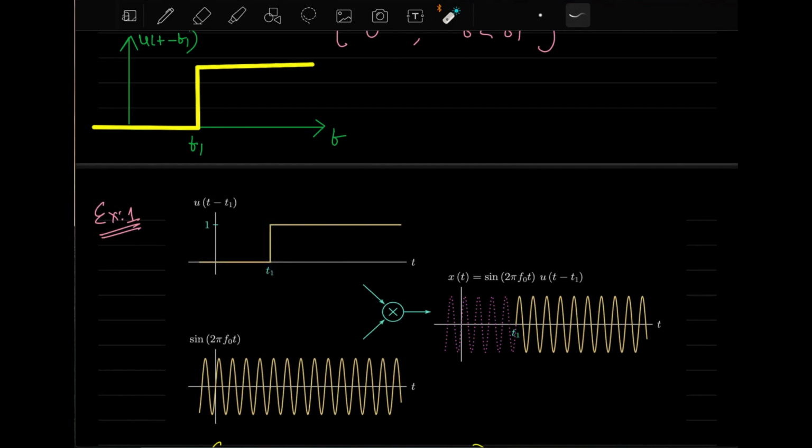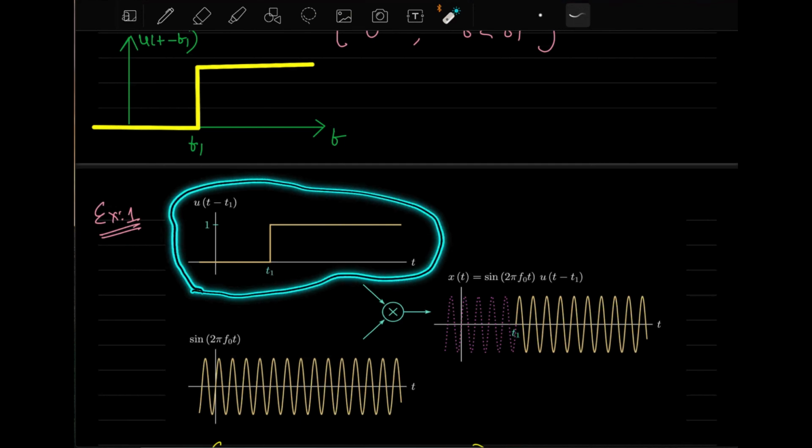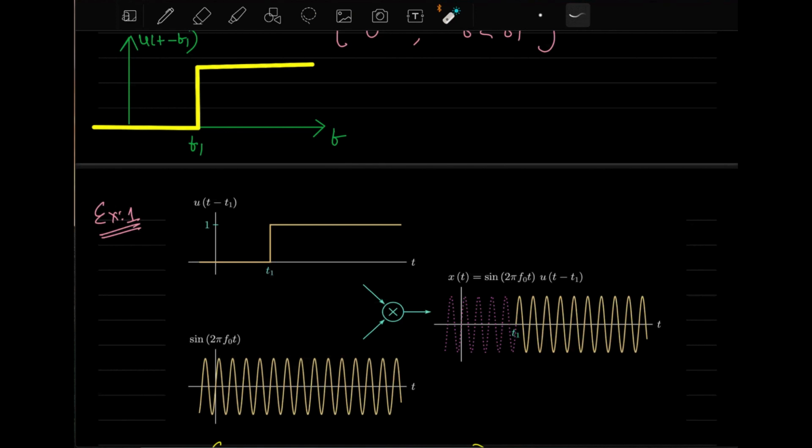So when you multiply these two signals together, what you will get is this signal, and this signal is basically on after a specific time t1, and it is 0 before that. So in situations where you want to turn on a signal after a specific time t1, you can apply this type of function on these signals. It need not be a sine, it can be any signal.